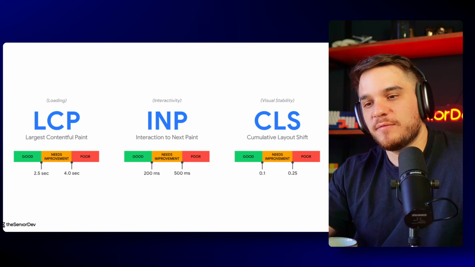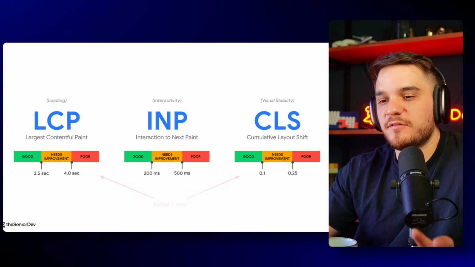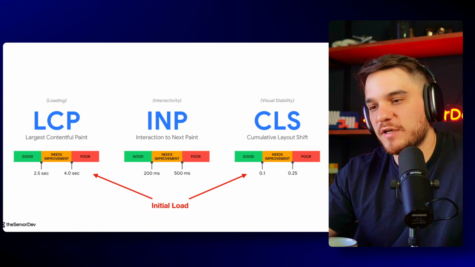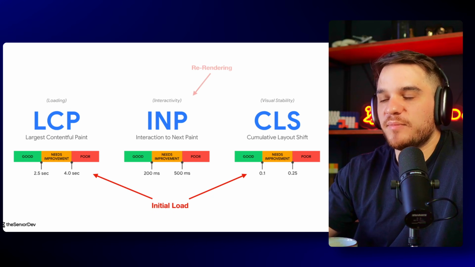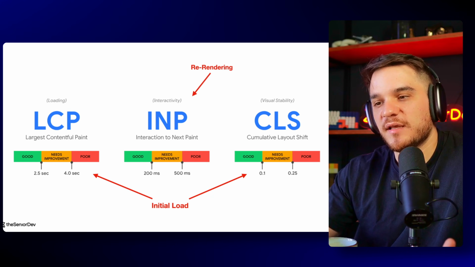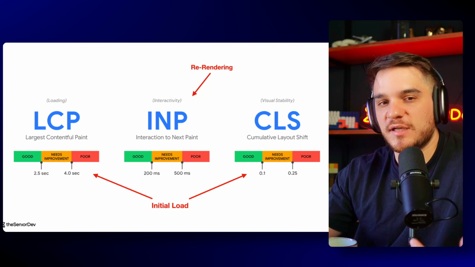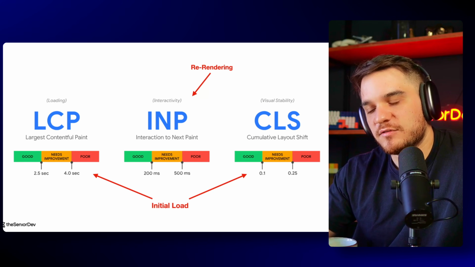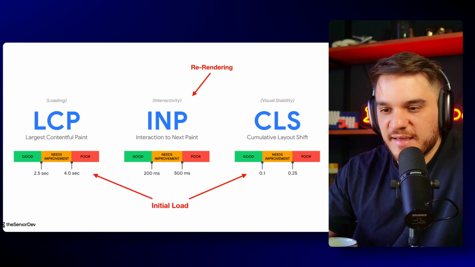And so when it comes to core web vitals, we have 3 of them. 2 of them are about the initial load, that's the largest contentful paint and the cumulative layout shift, and interaction to next paint would be about the re-rendering speed, so your ability to respond to user input very fast. You can measure those for any application. I will not go too deep into it, but we'll use them as a reference.